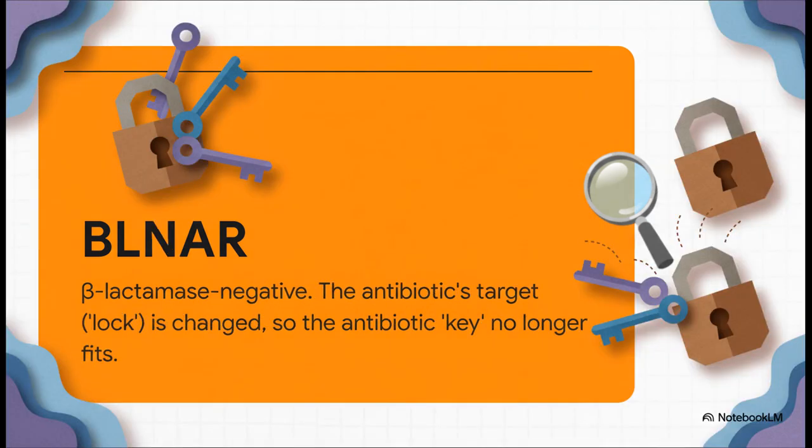Now, for our other suspect, BLNAR. That's beta-lactamase negative ampicillin resistant. And this strategy is way sneakier. These bacteria don't bother with the scissors. Instead, they've changed the antibiotic's target. So if ampicillin is the key and the spot it needs to hit on the bacteria is the lock, BLNAR bacteria have simply changed the lock. The key just doesn't fit anymore.